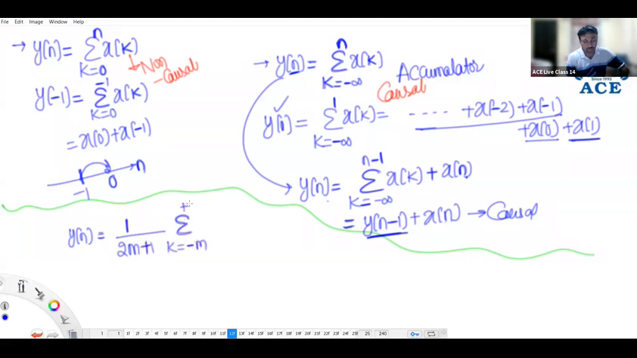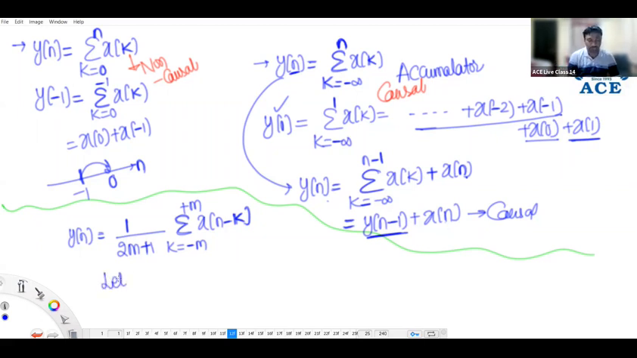Now you think of 1 by 2M plus 1 sigma minus M to plus M of x of n minus k. Capital M is a finite number, sir. Is it causal or non-causal? The summation limits indicate it is non-causal. We are varying from minus M to plus M.